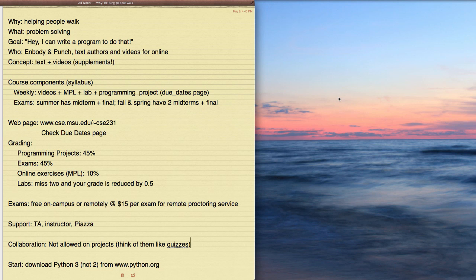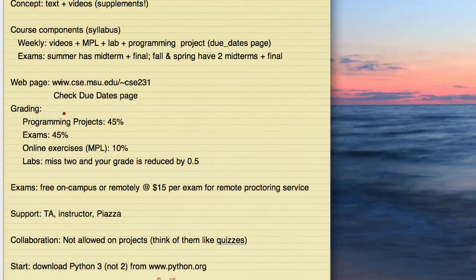So what are the parts to this course? Every week you'll read the chapter, you'll watch some videos, and you'll do some online exercises called My Programming Lab. You will also do a lab exercise. Notice that those are two separate things. And then there'll be a programming project. There is a due dates page, which I'll point you to in a moment. That is your guideline to when everything is due. That's a critical and very useful thing for you.